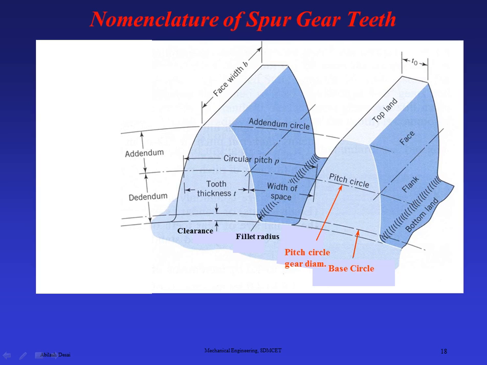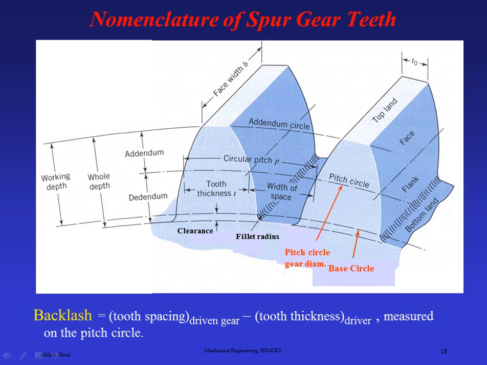The distance from the pitch circle to the top side, to the addendum circle, is known as the addendum. So on the top side you can see this is the addendum circle. The distance measured from the pitch circle to the addendum circle is known as addendum, and the distance from the pitch circle to the lower part is known as the dedendum. The total distance, addendum plus dedendum, is known as the whole depth, and without clearance it is nothing but the working depth, because the whole depth is included with the clearance.